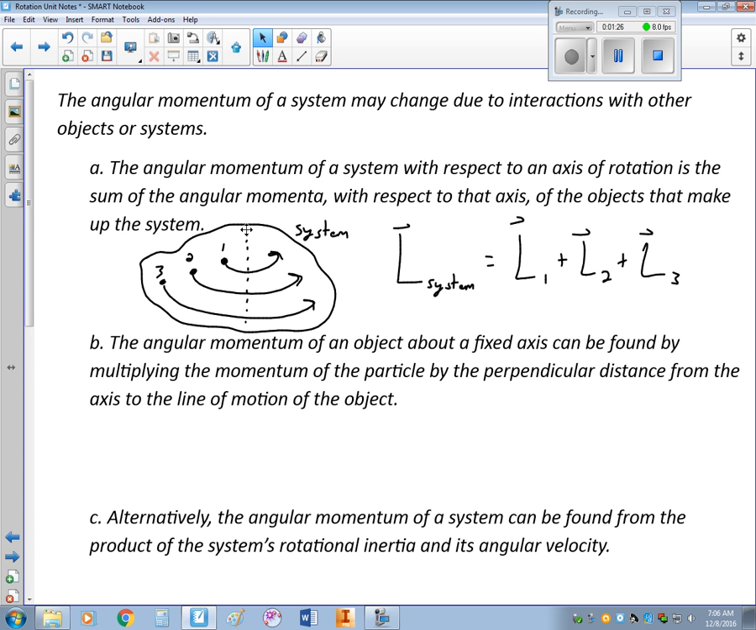And it doesn't have to be particles. We can think of all the individual atoms in a rotating object, and we can think of each atom as being like its own particle. So we could find the angular momentum of that object by looking at every single particle in that object.